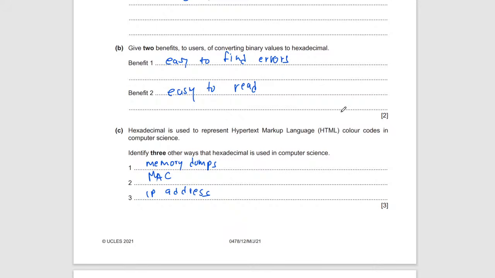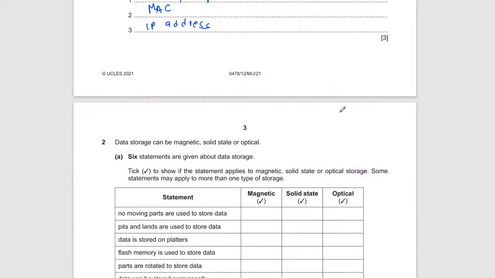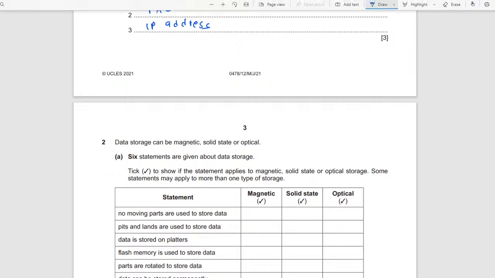But in the exam, maybe if you want to be safe, you can also write URL, or you can write assembly language, something like that. But IP address would give you the mark. According to the marking scheme, it will give you the mark. So don't you worry, right?